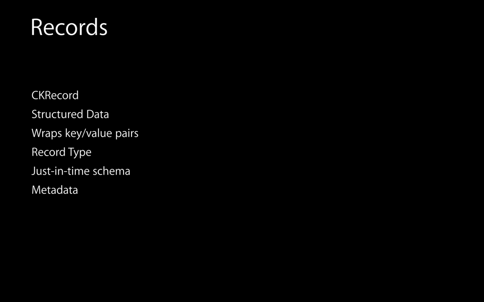CKRecord also supports a raft of metadata. For example, a record understands when it was created and who created it. It understands when a record was last modified and who last modified it. And lastly, a record contains the notion of a change tag. A change tag is a version of a record. It represents a specific revision of this record. And it's used so that we can have a lightweight way of determining whether or not a client and a server have the same version of a record.